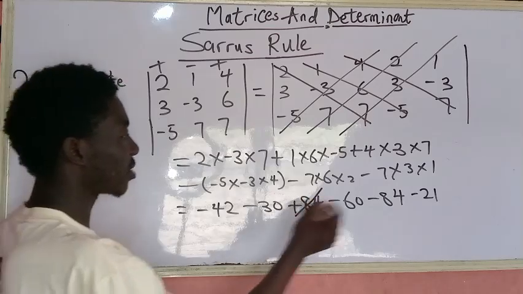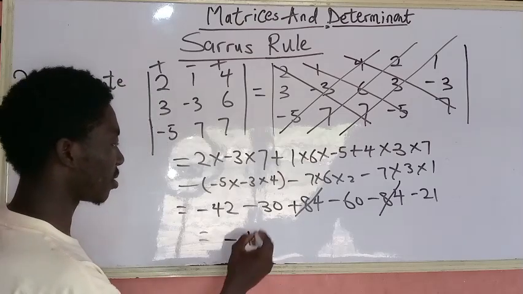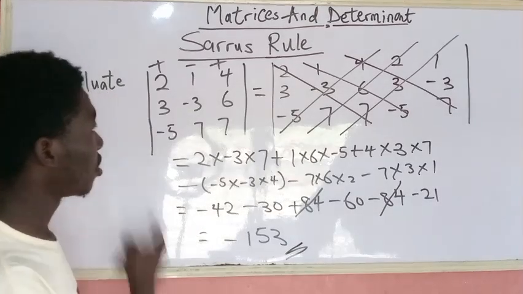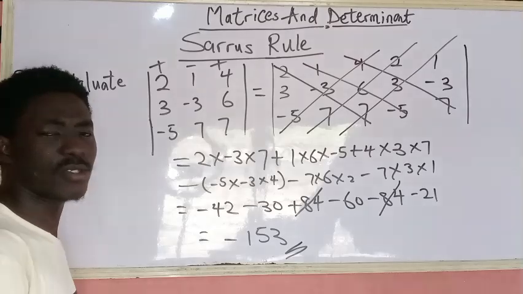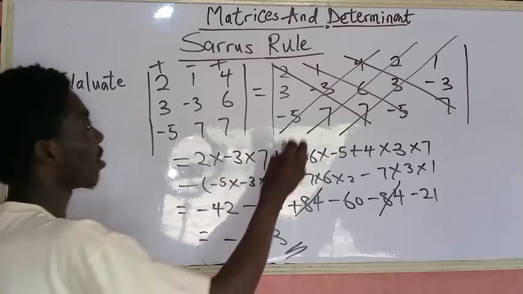So you can see this cancels out this. Then when you add this up, you should get minus 153. And that will be the answer to what? To this determinant. But I would love us to try to test it with the normal method, to check if it's the same.